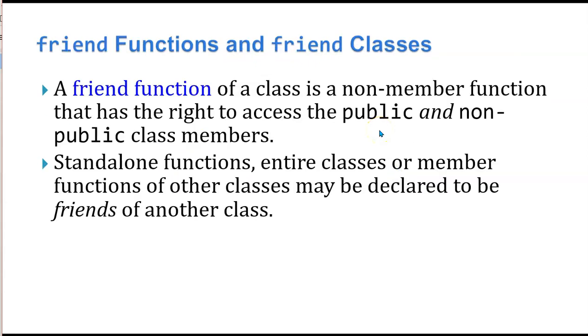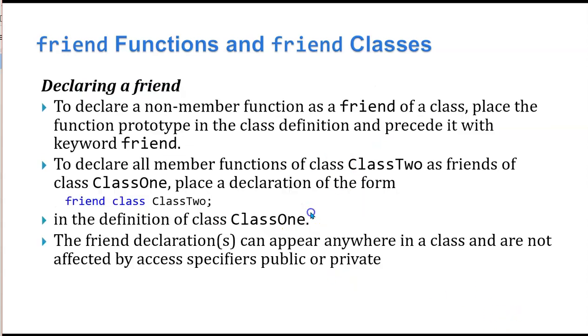So there's also this idea of a friend function. A friend function is a non-member function that has the right to access the public and non-public class members. This is kind of a unique thing to C++. Standalone functions, entire classes, or member functions of other classes may be declared to be friends of another class.